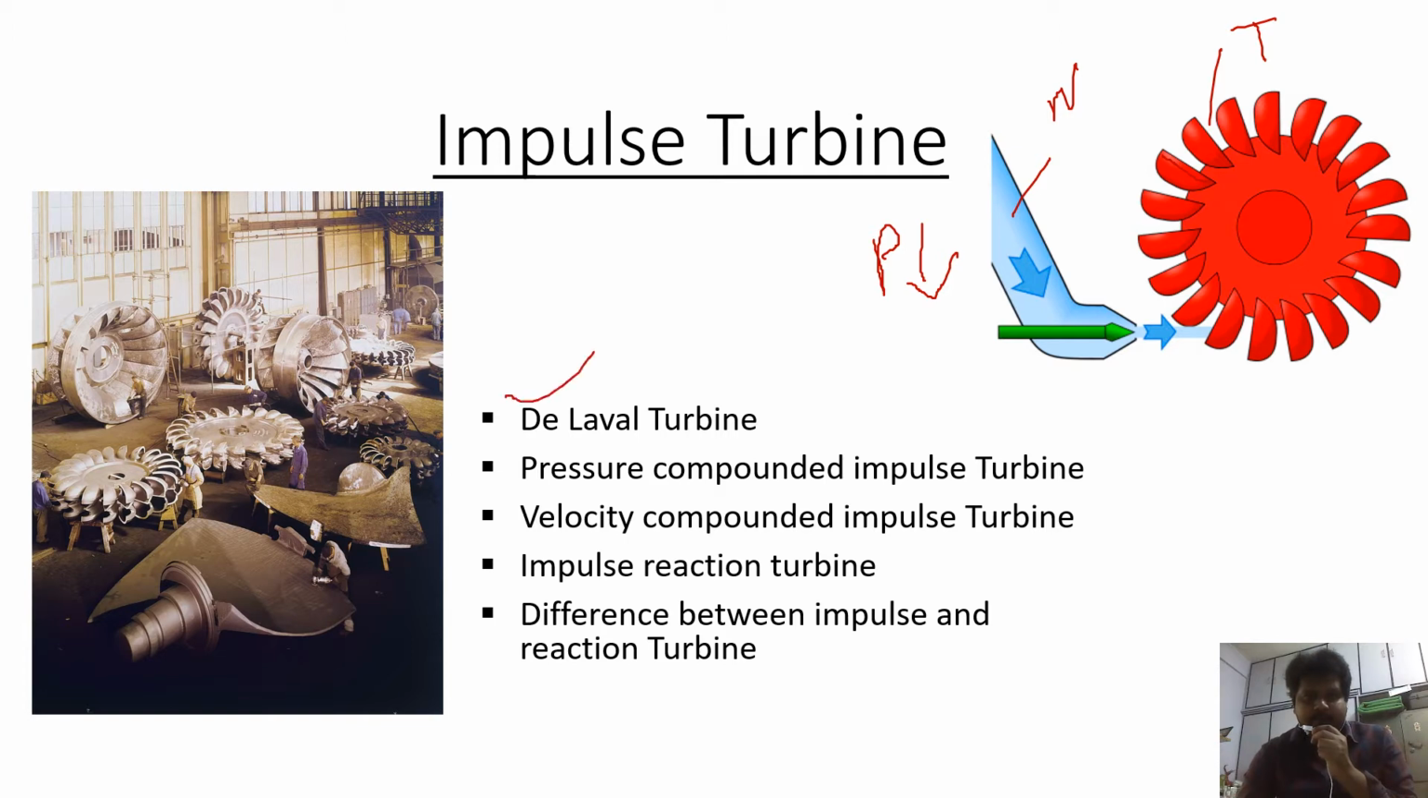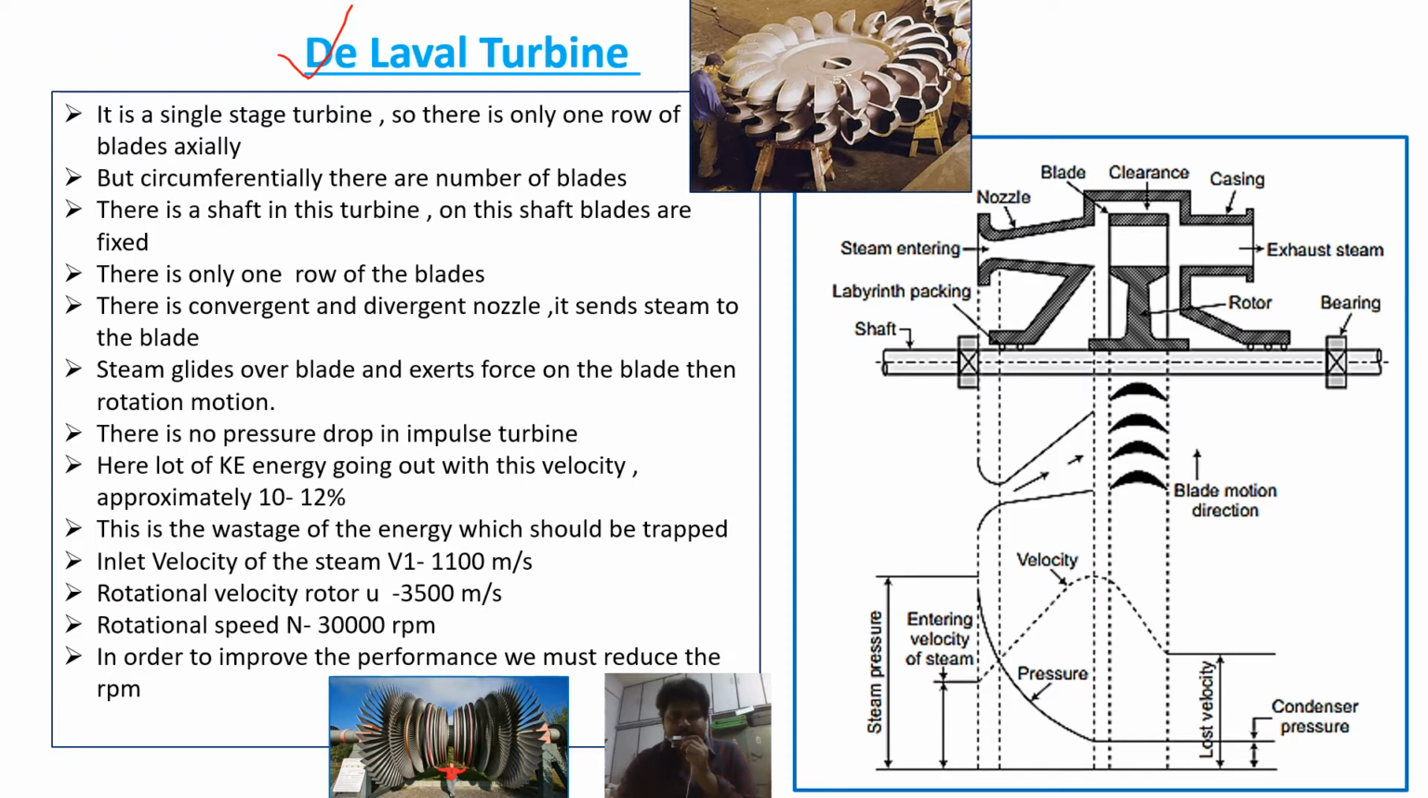De Laval turbine, pressure compounded impulse turbine, velocity compounded impulse turbine, impulse reaction turbine, and also we are going to discuss the difference between impulse and reaction turbine. Now let us see the first type of impulse turbine is De Laval turbine. It is a single stage turbine.